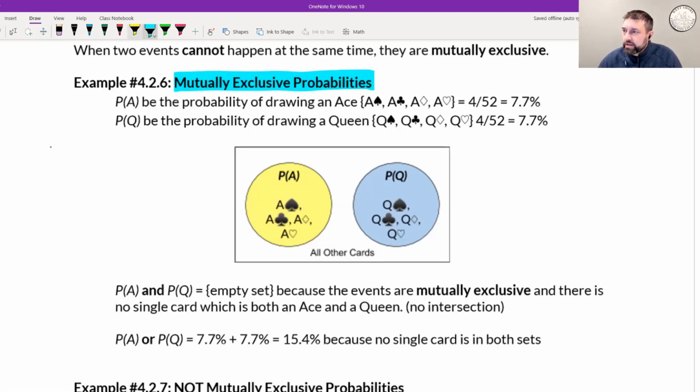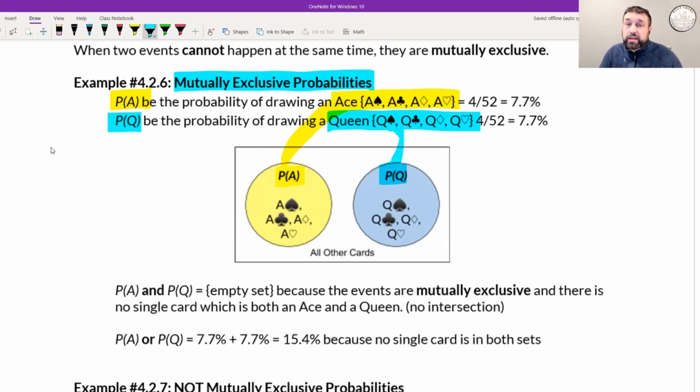So the first one is, what's the probability of drawing an ace. And you see that the aces are this yellow circle, and all the aces are contained within the yellow circle. This is kind of like a Venn diagram. And then you have the probability of drawing a queen. And again, here's the probability of drawing a queen, and the queens are all together in their circle, and there are no cards that are shared between the two circles. There's no cards that are shared between the two outcomes.